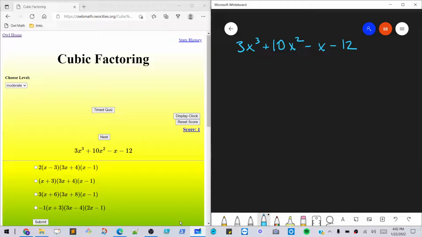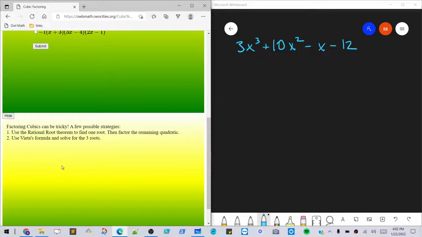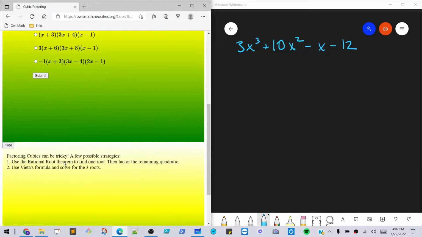So what I want to do, let's see if I have it in the help. Do I have Vieta's formula in here? That's pretty weak.